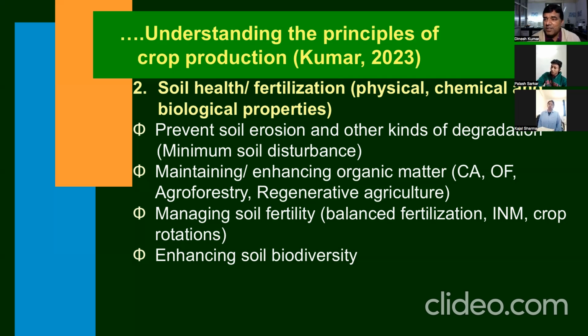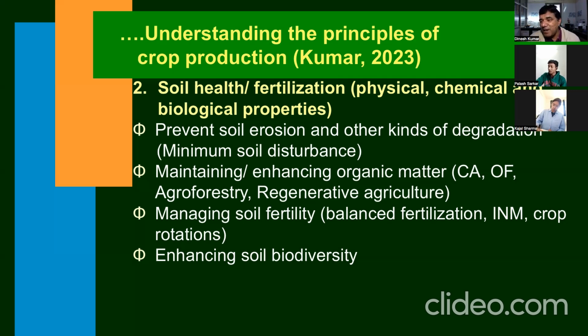Then it is called synchrony. Synchrony between demand and supply of nutrients. So if a soil is able to synchronize the demand by plant and supply from itself, then it becomes the principle of synchrony. So soil should have synchronous supply of nutrients as per demand of the crop. So this is a principle.